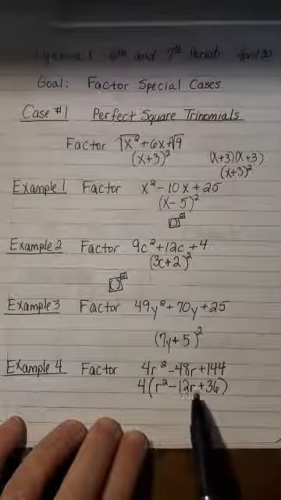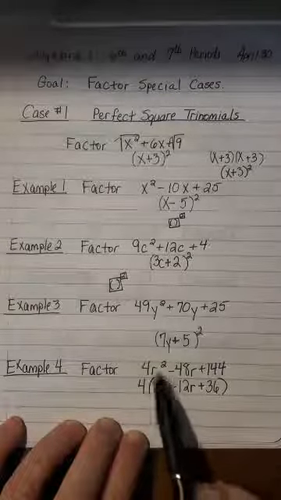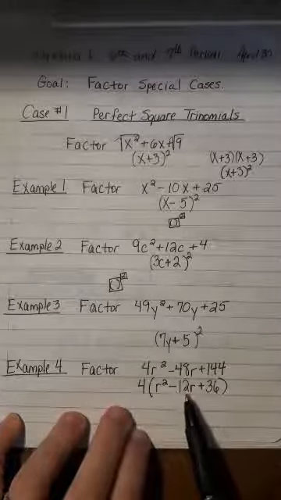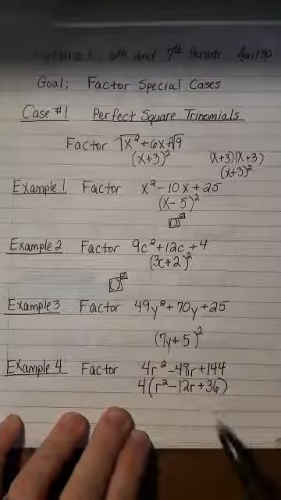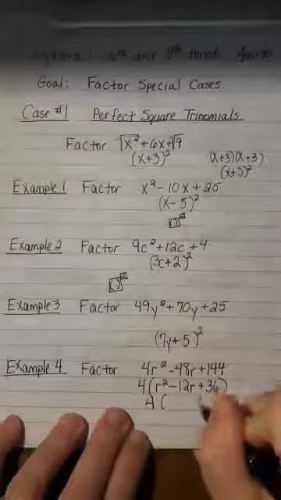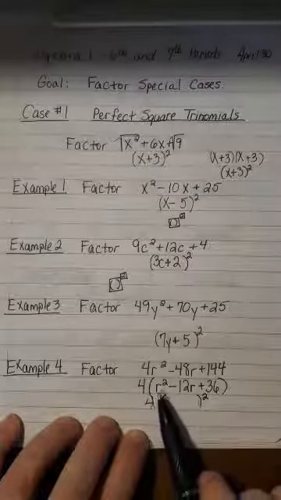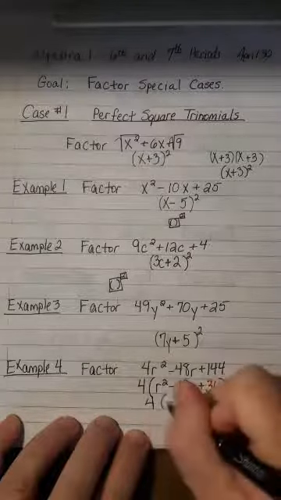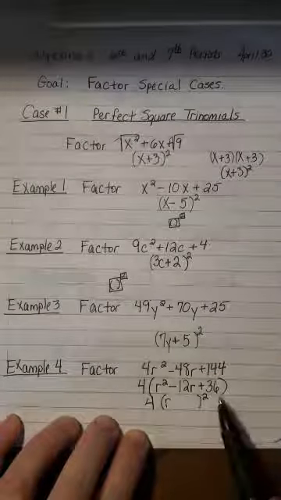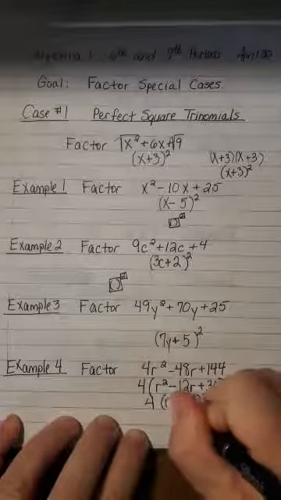This trinomial in the parentheses that results from dividing is a perfect square trinomial. So we've got to go a step further and factor this parentheses. I'm going to write my 4 down in front and then the parentheses to the second power. Take the square root of r to the second, which is just r because you have your exponent. And take the square root of 36. Use your minus.